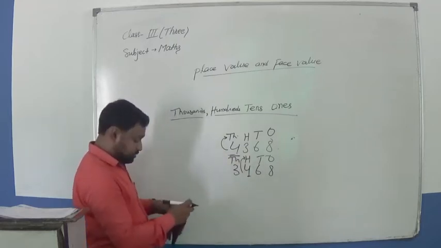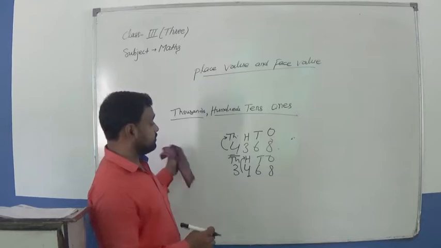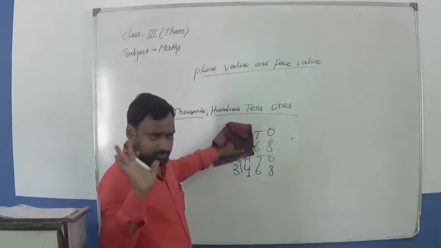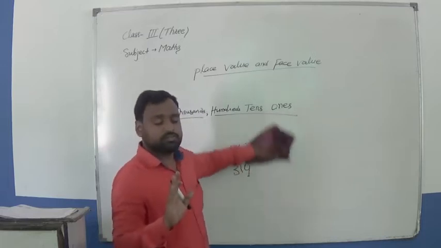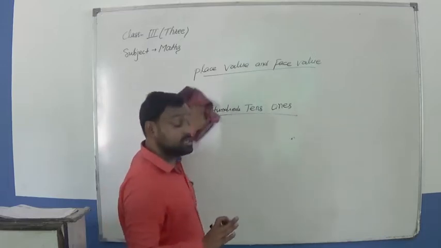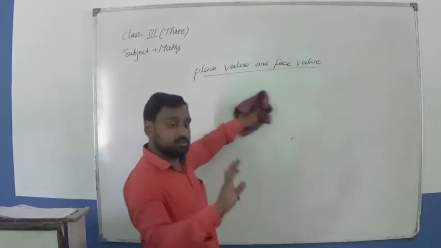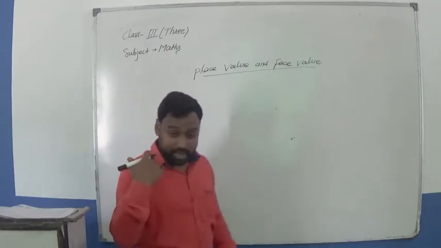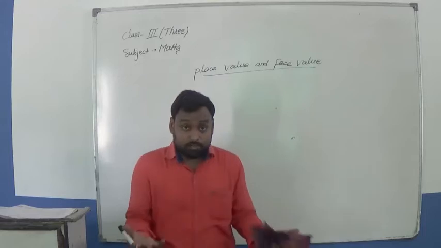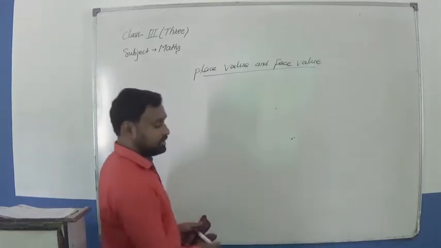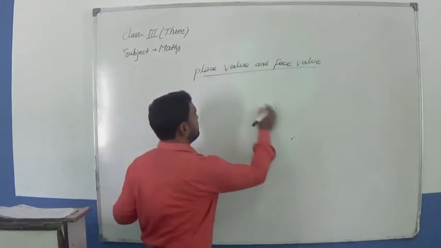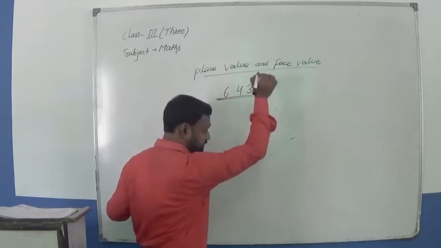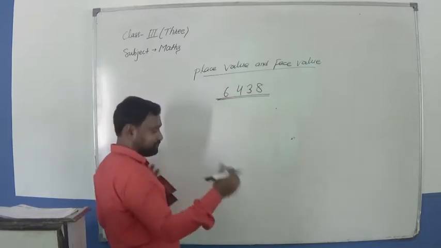Okay, so this is place value and face value. Don't bother regarding face value, because the face value of a digit always remains the same. It never changes. And I would like to make it clearer for you in this way. We have a number 6438. What are the differences?